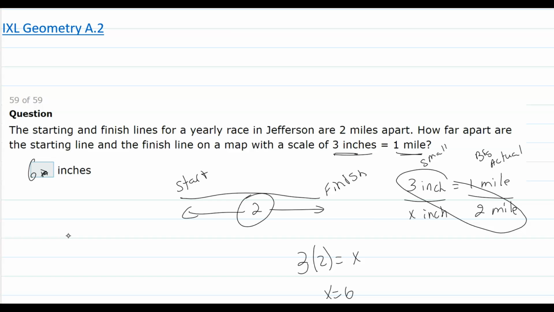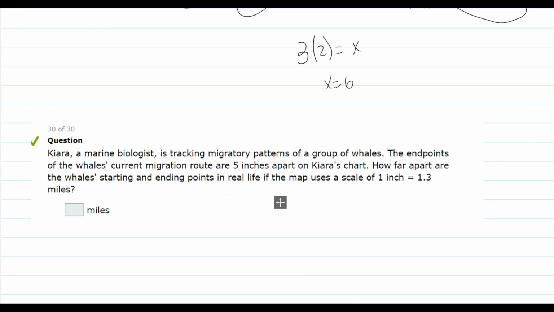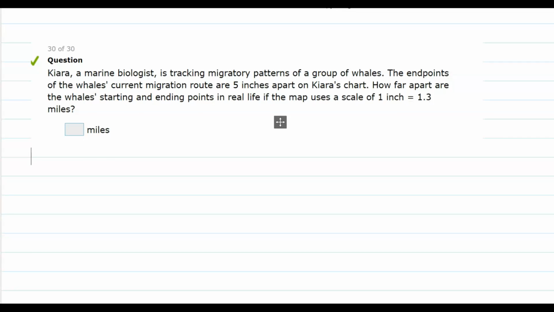And just to think, so 6 inches, so 1 inch, 3 inches equals 1 mile. Yeah, that should be right, right? Doubled it. 6 inches equals 2 miles. You could almost do that one in your head. Okay, this one here is at about 80 on the IXL score.